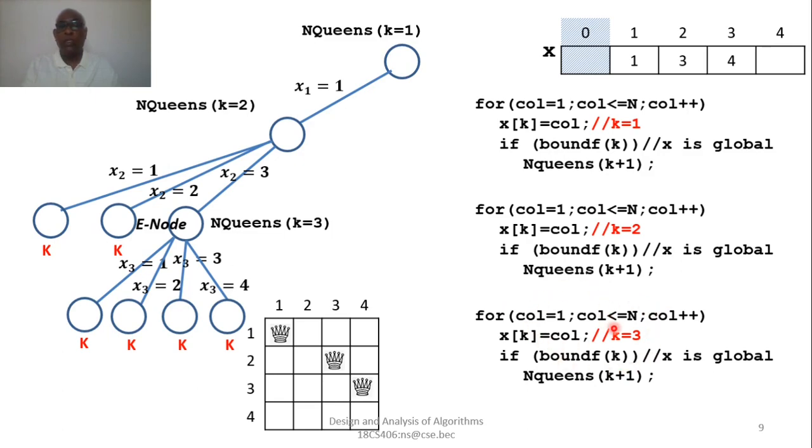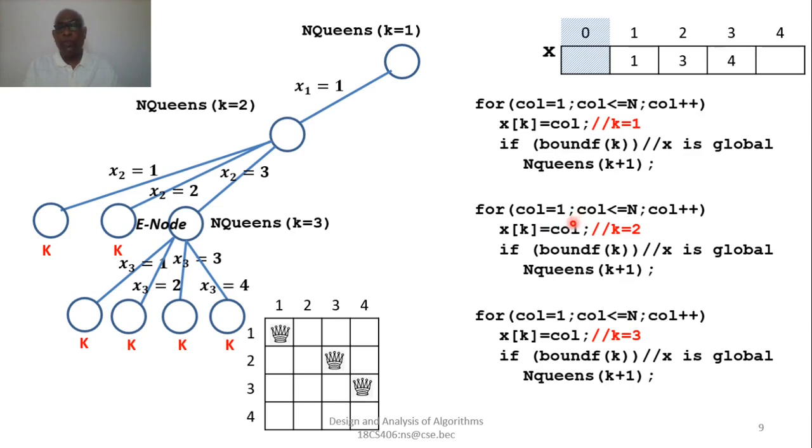It completes its execution. If it completes its execution in the NQueens function, then the NQueens function called with a value of k equal to 3 should return to the point where it was invoked. Where was it invoked? It was invoked in the call NQueens of k equal to 2 with the value of x2 equal to 3. So now because the value of x2 equal to 3, this NQueens of k equal to 3 has returned. So the control comes back to the NQueens function, which was previously executing with k value 2 and col value equal to 3.